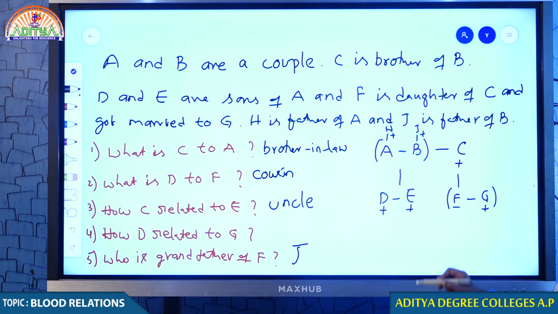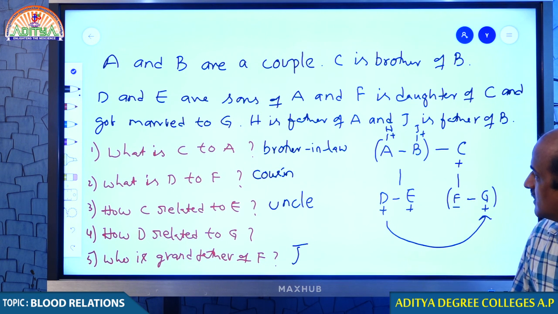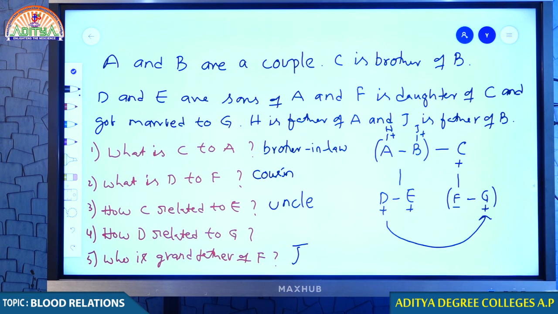Come on student, how is D related to G? That was the question. So let me check it out. What answer did you put for question number 4? Let me check it out. How can we say A is male, sir? No, I didn't say A is male. Where did I say A is male? I did not know the gender of A.